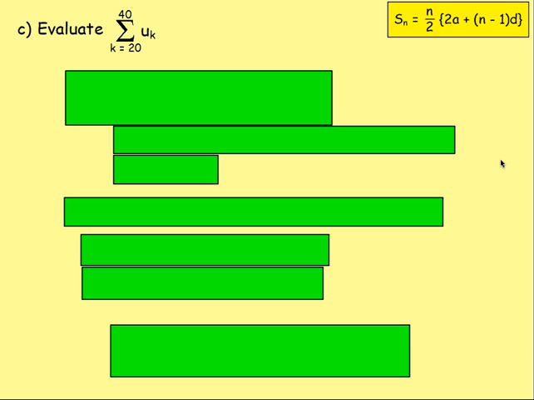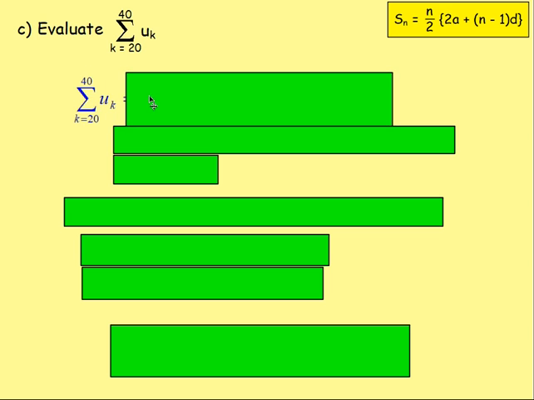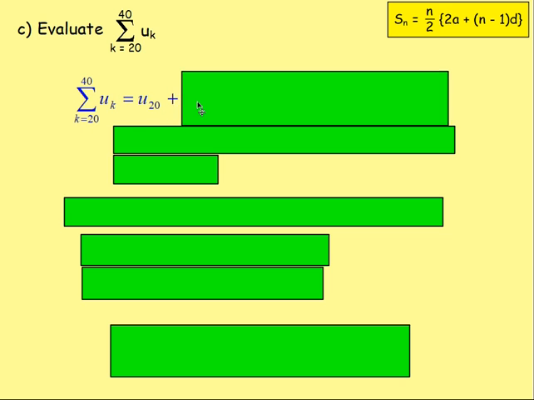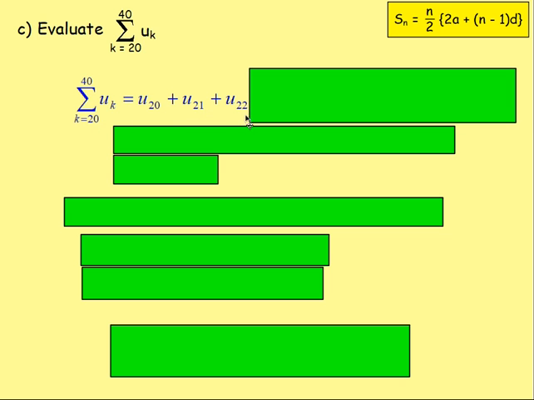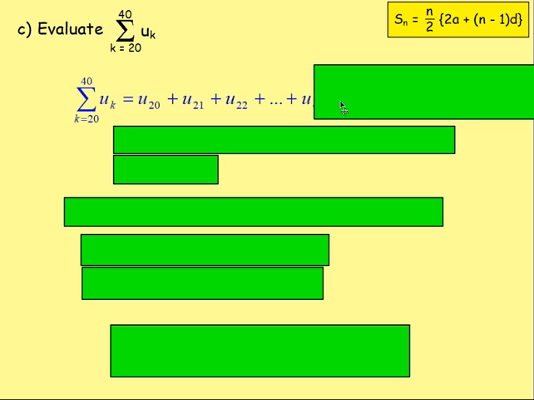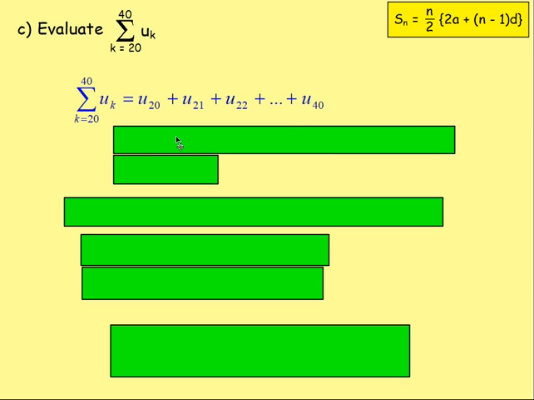Part C, evaluate the sum of Uk going from k equals 20 all the way up to 40. So the first thing to think about is, what does this actually mean? Well, what it means is we're replacing k with 20, so we'd have U20. Then we would replace k with 21, so we'd have U21, and we would add them together. Then we'd replace it with 22, and so on, and we'd keep on going until we got to U40.